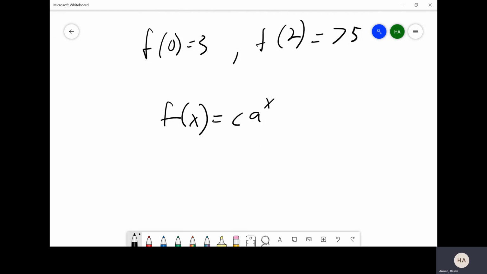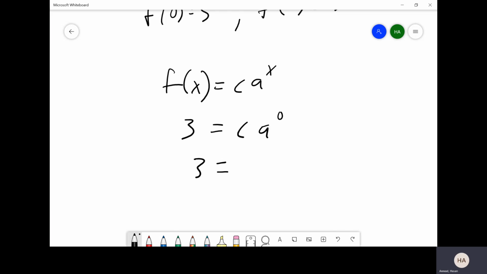So this tells me my output is 3 and my input is 0, right? So I have c times a to the 0. And a to the 0 is just 1, so that's going to cancel out. So I have c times 1, which is just c. So hooray, I have now figured out c is equal to 3. Okay, cool. I'm half done already. I figured out what one of my variables is. I just need to figure out the other variable, which is a.